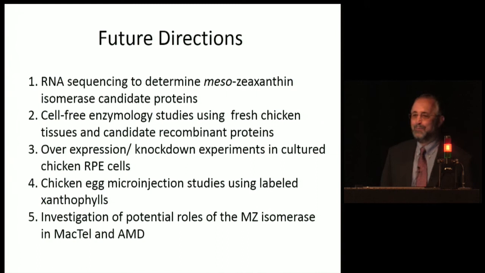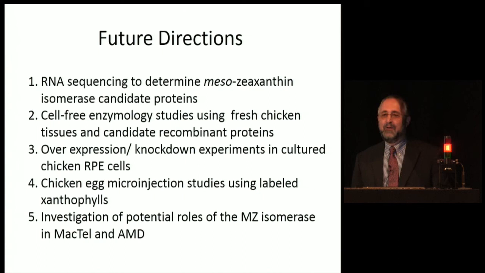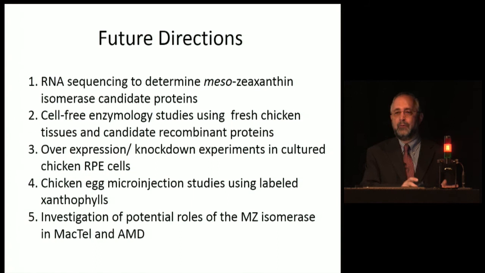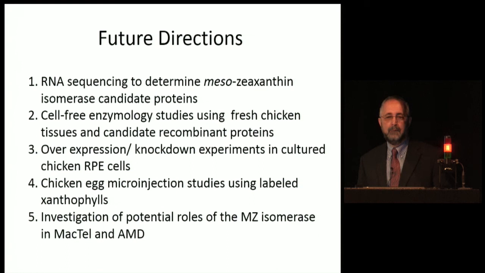We still don't know what the isomerization is. We are now in the process of doing RNA sequencing to determine the meso-zeaxanthin isomerase protein, candidate proteins, by comparing RPE at earlier stages when there is no meso-zeaxanthin being made to the days when meso-zeaxanthin is being made. We're also working on cell-free enzymology studies using a fresh tissue source of RPE from these developing chickens. Eventually, we will also look at overexpression and knockdown experiments in cultured RPE cells.